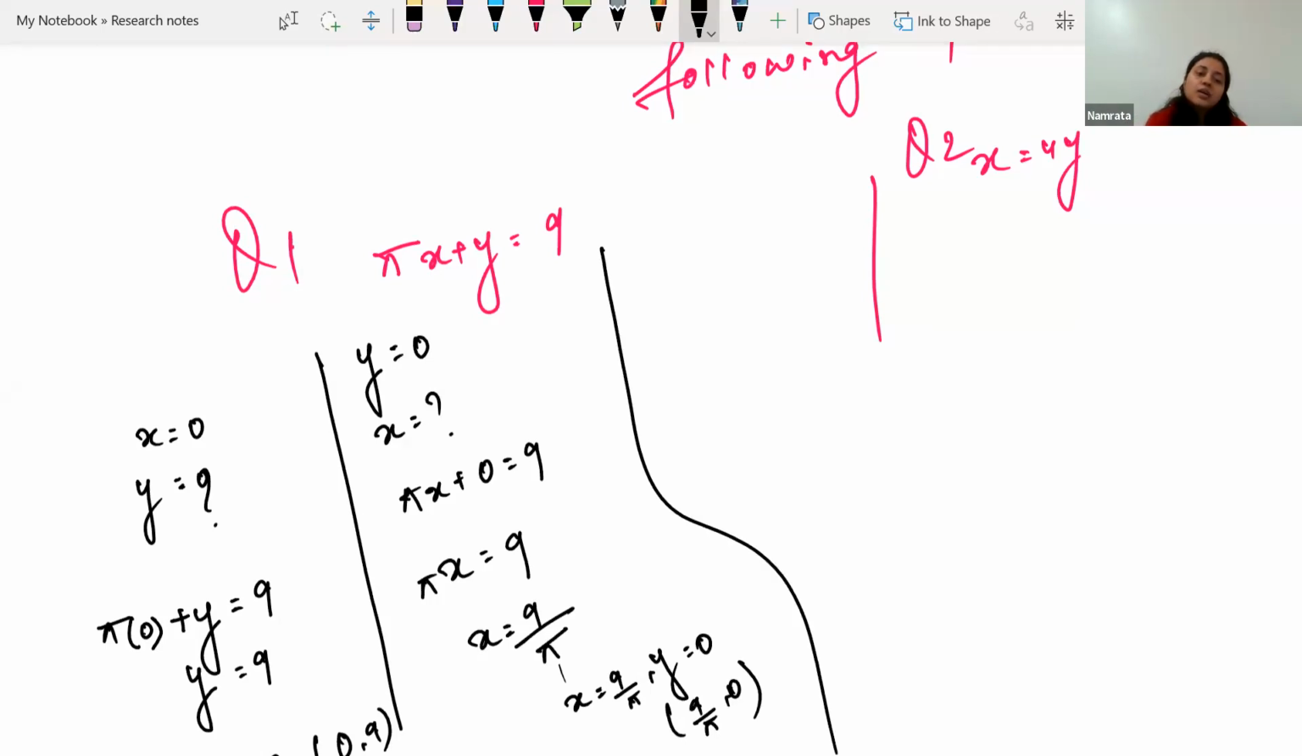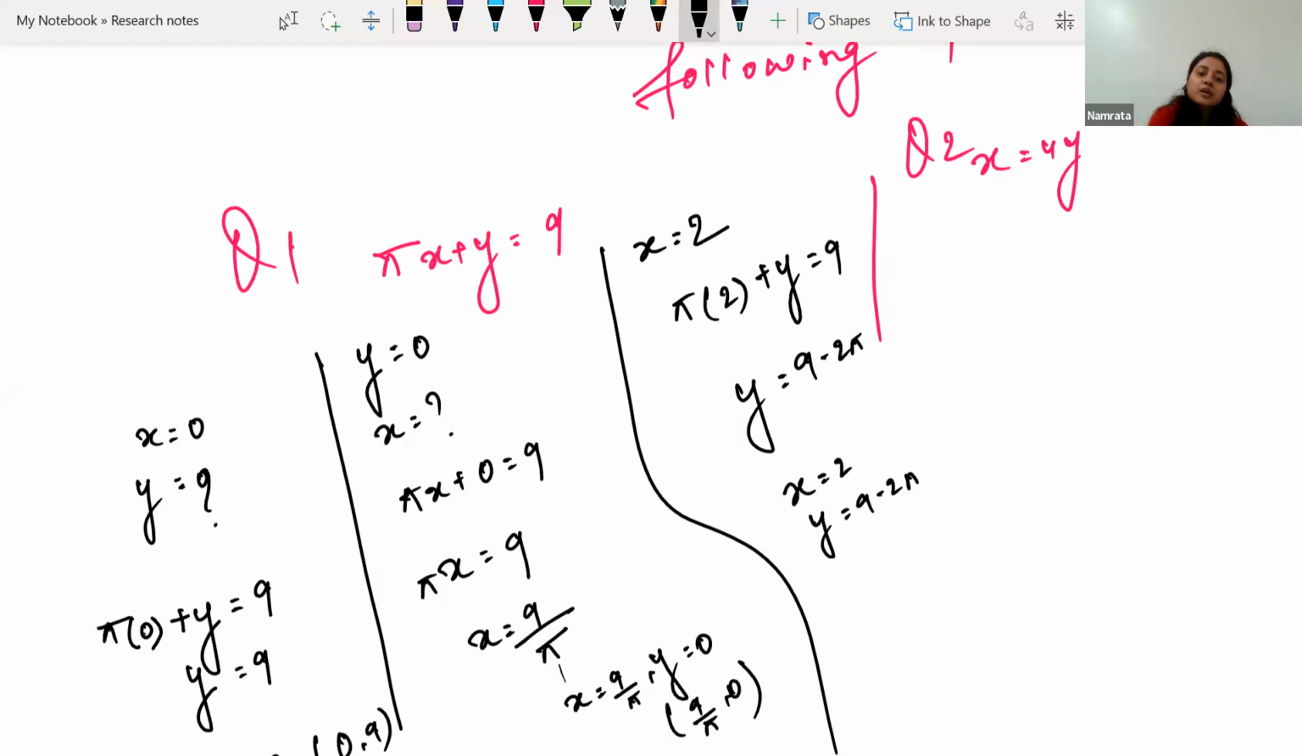The next one, as I said, take any random number for x. You can take x as 2, 3, 4, 5, any random number, and calculate y. So pi into 2 plus y is equal to 9. So y will be 9 minus 2 pi. This is the value, don't worry. So here x is 2 and y is 9 minus 2 pi. The ordered pair will be (2, 9 minus 2 pi).